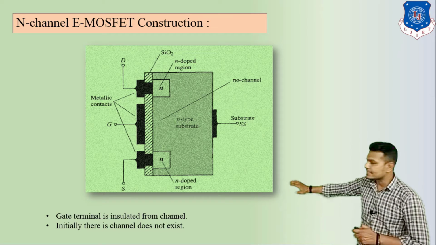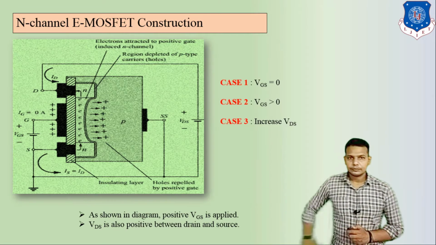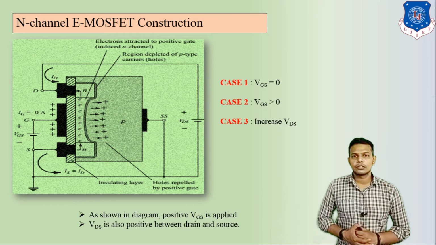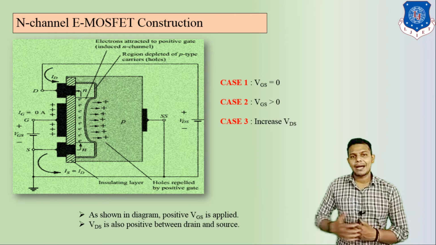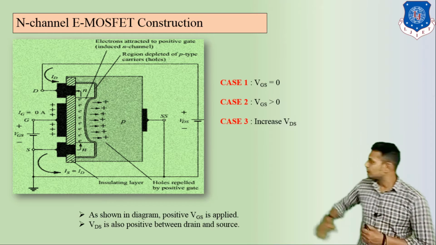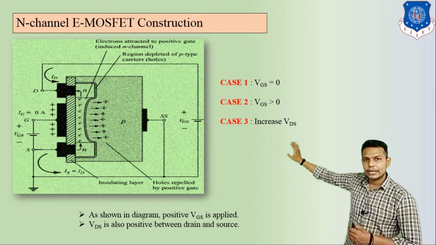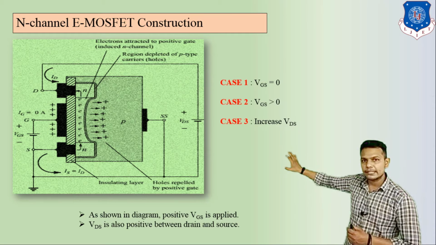Now here you can see this is the construction. This is also the construction with biasing technique. For biasing we have to connect two batteries in this construction.